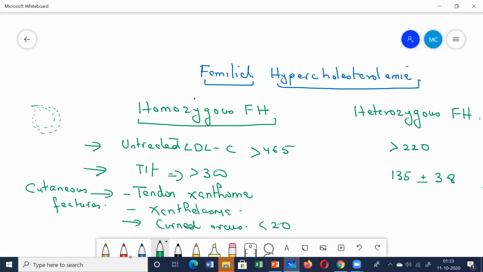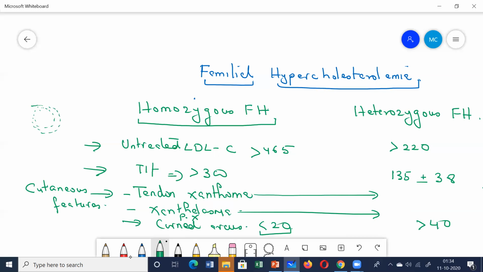Whereas in the heterozygous ones, here also you can find the tendon xanthomas. You can find the xanthelasma, but in the homozygous ones, you have another one which I just told you, the plantar xanthomas. This usually doesn't occur in the heterozygous ones, and in the heterozygous patients, this corneal arcus usually develops after the age of 40 years.